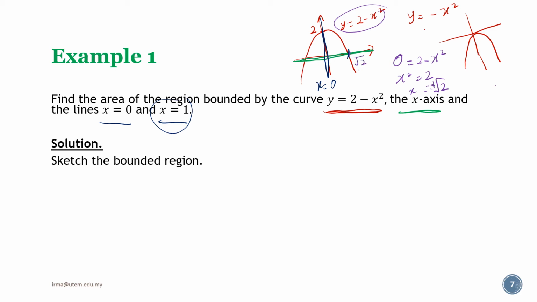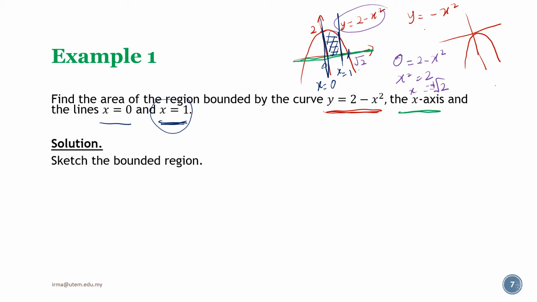Okay. But you have just now x equal to 1. So x equal to 1 is smaller than x equal to square root of 2. So you will have this one as a line x equal to 1. Therefore the shaded region is only over here. You have the curve and it's from 0 to 1 only. So this is the bounded region.